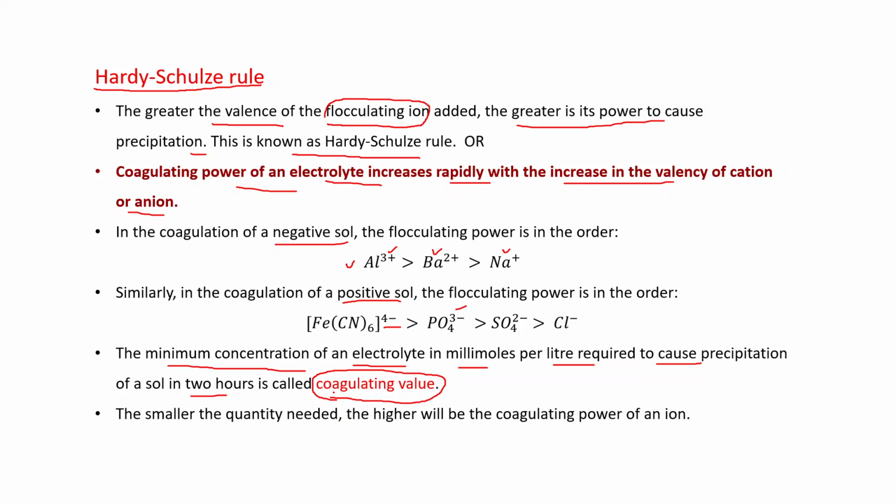Now, what is the relationship between these two? We can say the smaller the quantity needed, the higher will be the coagulating power. That's why we can say coagulating value and coagulating power are inversely related to each other. Is it clear? Thank you.